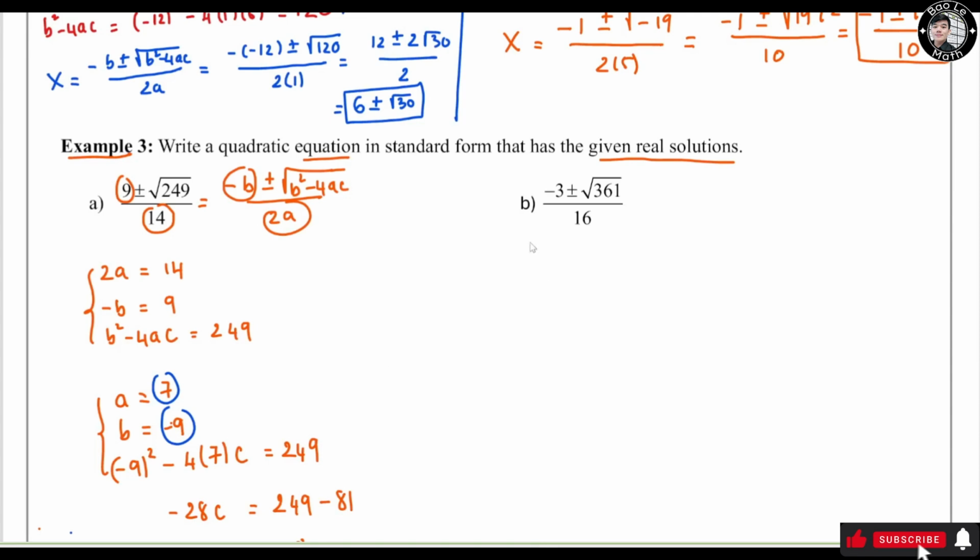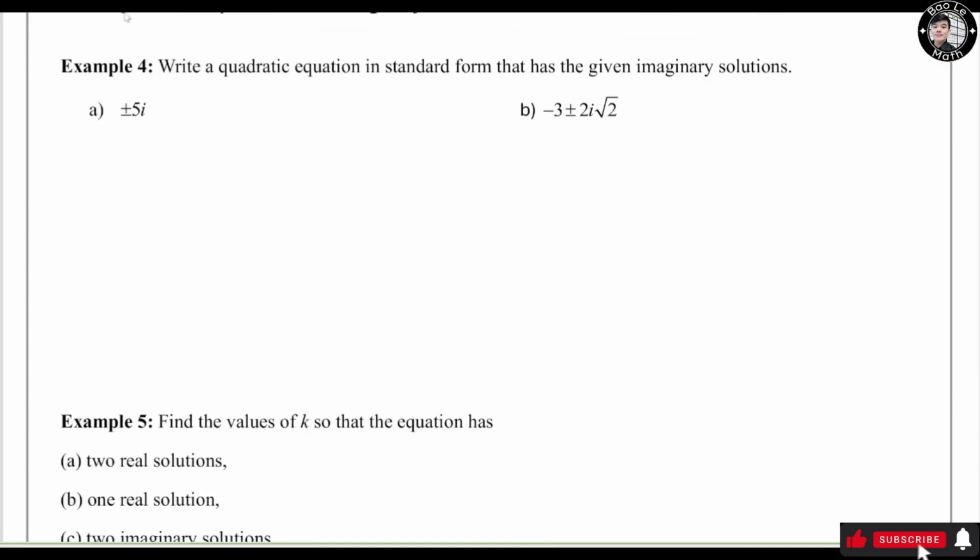Now question B is similar to question A. I'm going to leave this one for you to practice. I'm going to give you the answer for you to check. It's going to be 8s squared plus 3s minus 11 equals 0. Now let's move on to example number 4.